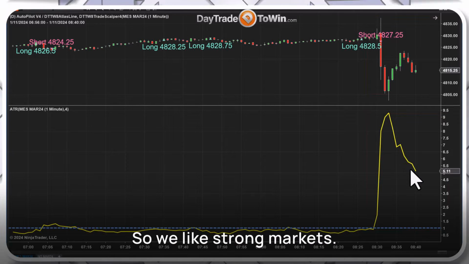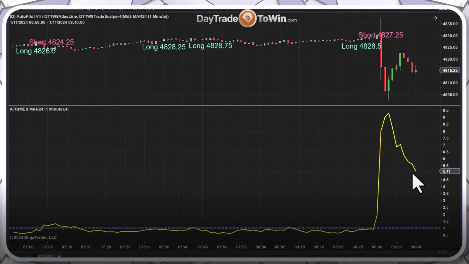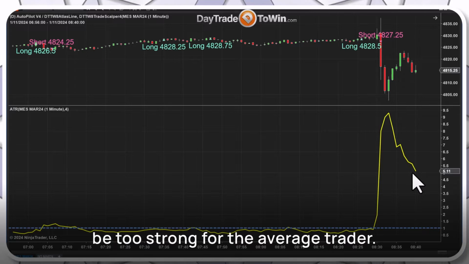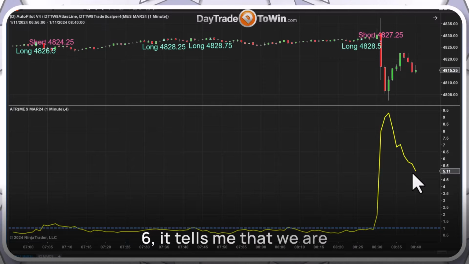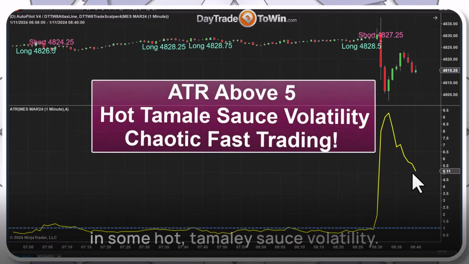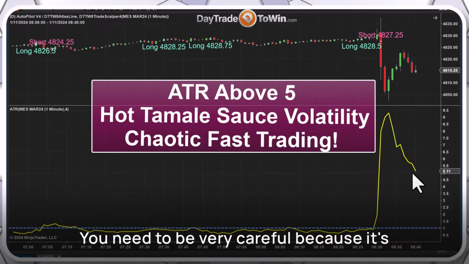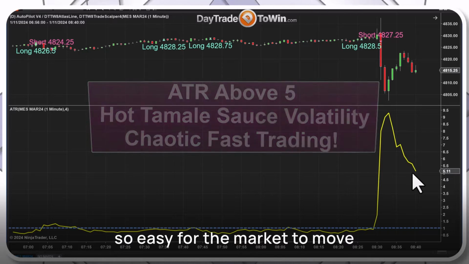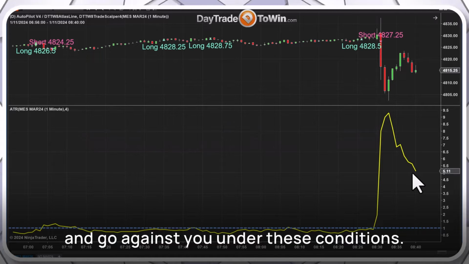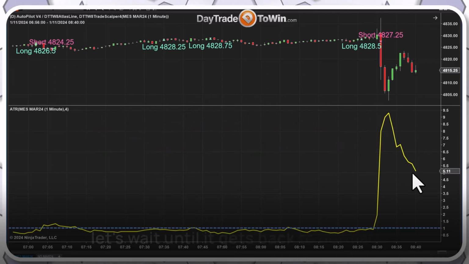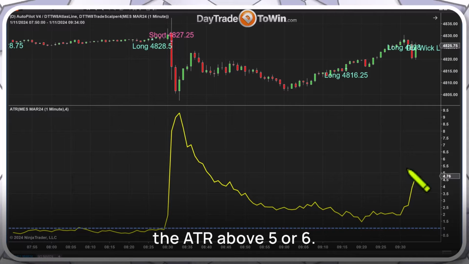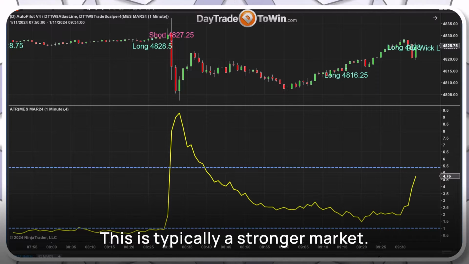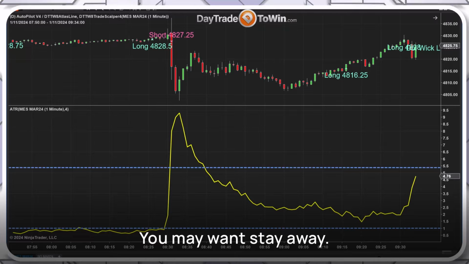So we like strong markets. We like volatility, but this may be too strong for the average trader. So whenever you see the ATR above 5, 6, it tells me that we are in some hot tamale sauce volatility. You need to be very careful because it's so easy for the market to move and go against you under these conditions. And since the market is moving so fast, let's wait until it gets back to normal. So whenever you see the ATR above 5 or 6, this is typically a stronger market. You may want to stay away.